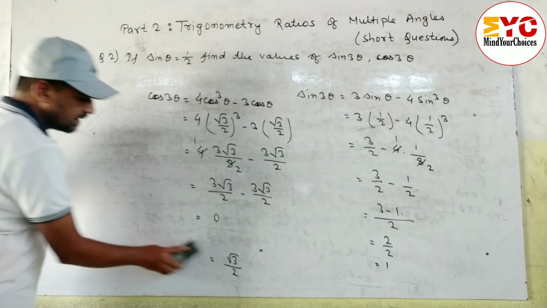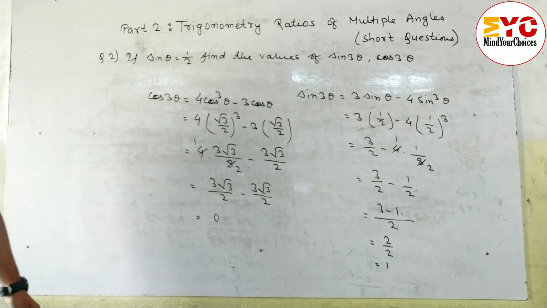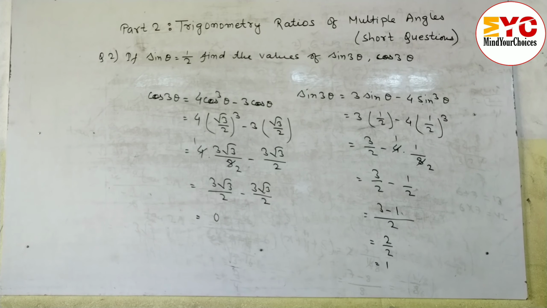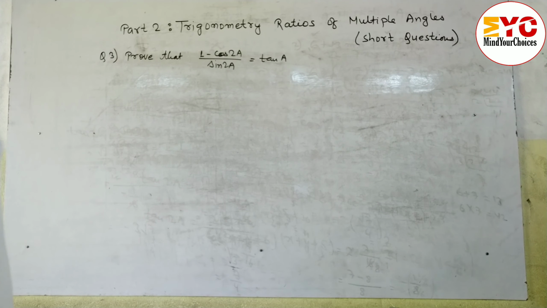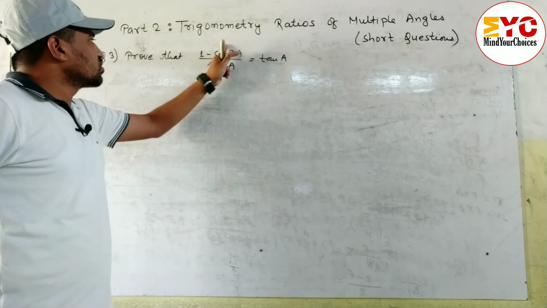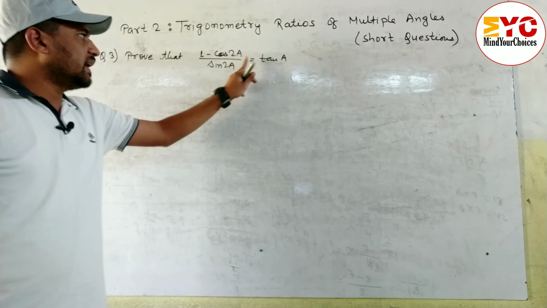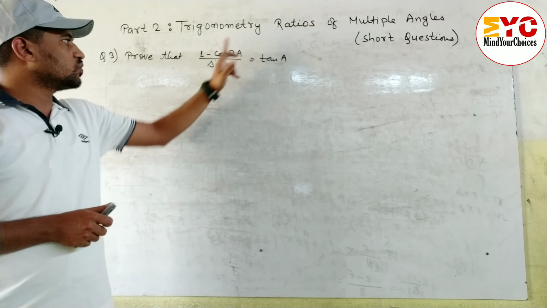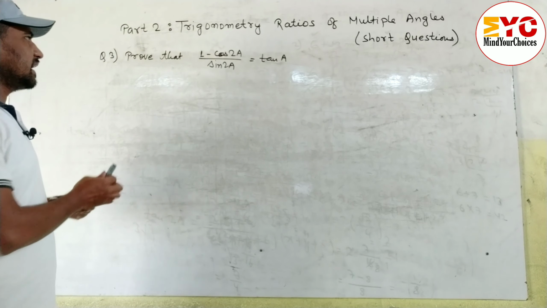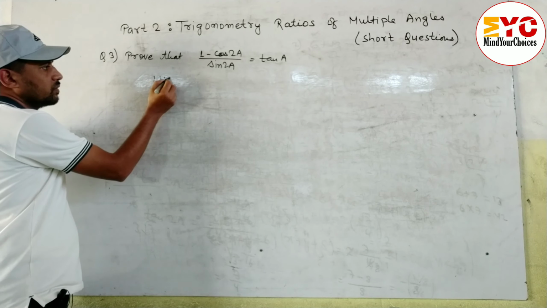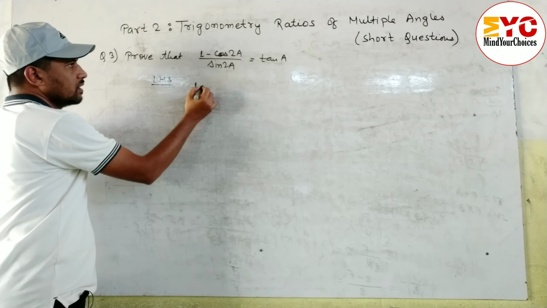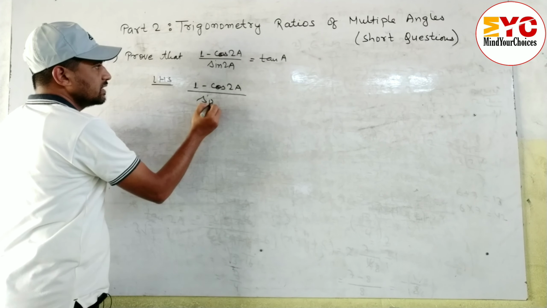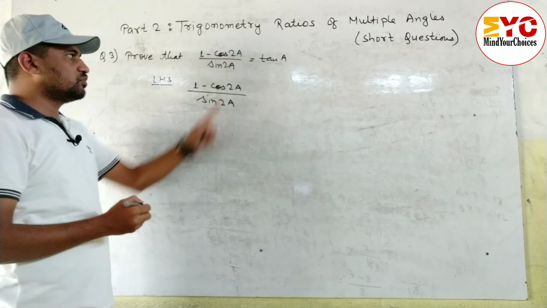Hope you understand how to find out sin 3 theta and cos 3 theta. Now look at question number 3. We have a question: prove that 1 minus cos 2a by sin 2a is equal to tan a. We have to prove 1 minus cos 2a by sin 2a is equal to tan a. So take LHS here. While taking LHS, what we have to write? 1 minus cos 2a by sin 2a. We have to prove tan.